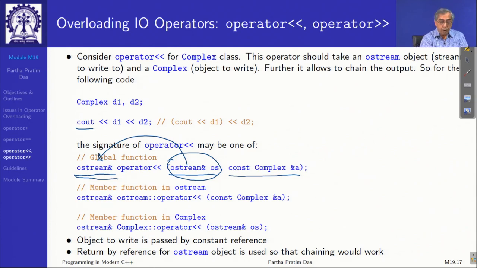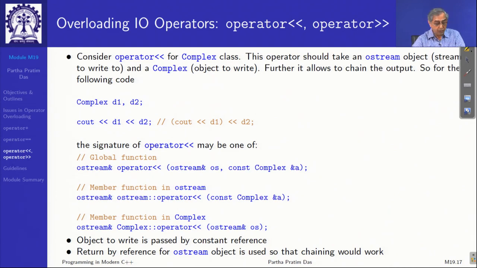So, that when I do the chaining, what I have got back will be able to go into the second instance of the operator, right. So, that is the basic style that we will have to maintain, right. Okay. So, this is if we do it by a global function.